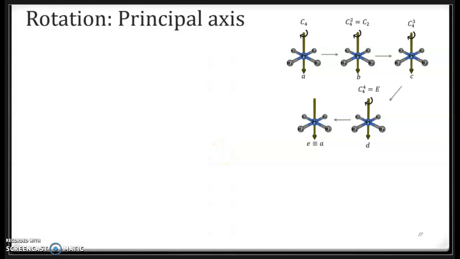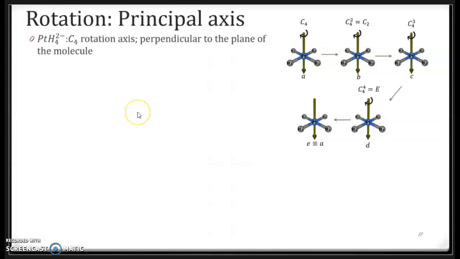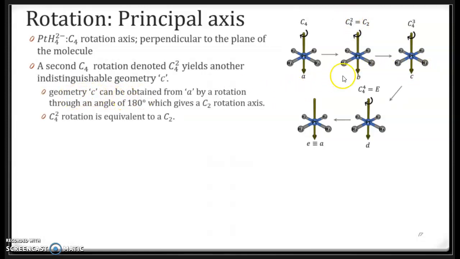So we continue to talk about the platinum tetrahydride molecule. In the last video, we said that it has a C4 rotation axis that is perpendicular to the plane of the molecule. So A, that's 1 turn, goes to B, that's a C4. And then a C4 a second time goes to C. However, the geometry C can be obtained from A by a rotation through an angle of 180 degrees, which is a C2. Therefore, a C4 two times is equivalent to a C2.